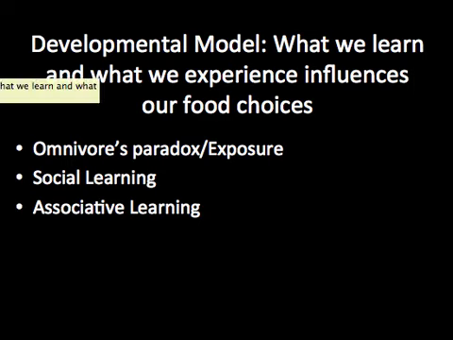In the developmental model, what we learn and what we experience influences our food choices. The developmental model is made up of a couple different theories. First of them is the omnivore's paradox and exposure theory. The second is social learning, and the third is associative learning.